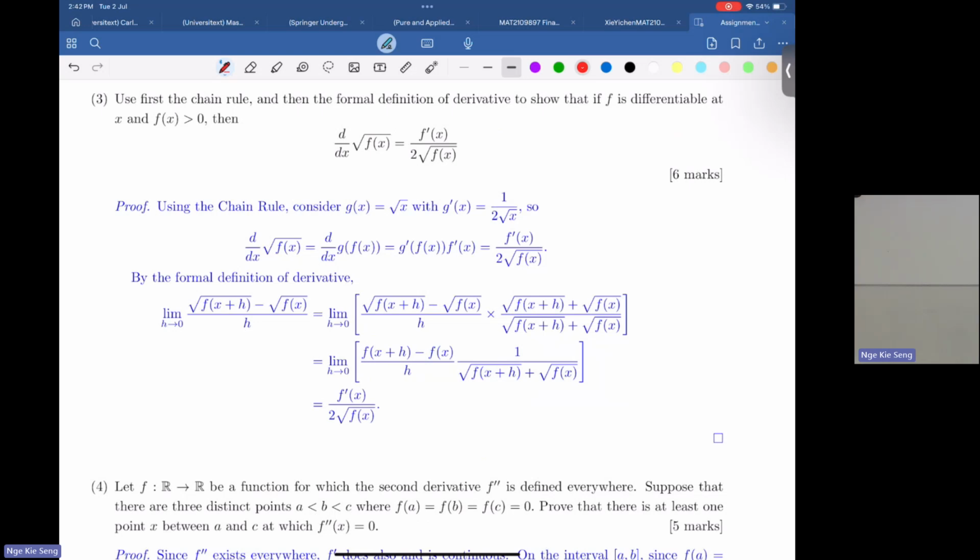What's happening in this denominator here? Inside here is positive. Square root of a positive number is still positive. So positive number plus positive number should be positive, so you don't need to worry about cancelling. In the chain rule proof, you need to worry about cancelling because we consider a general function. They might cancel. But in our case, no need.